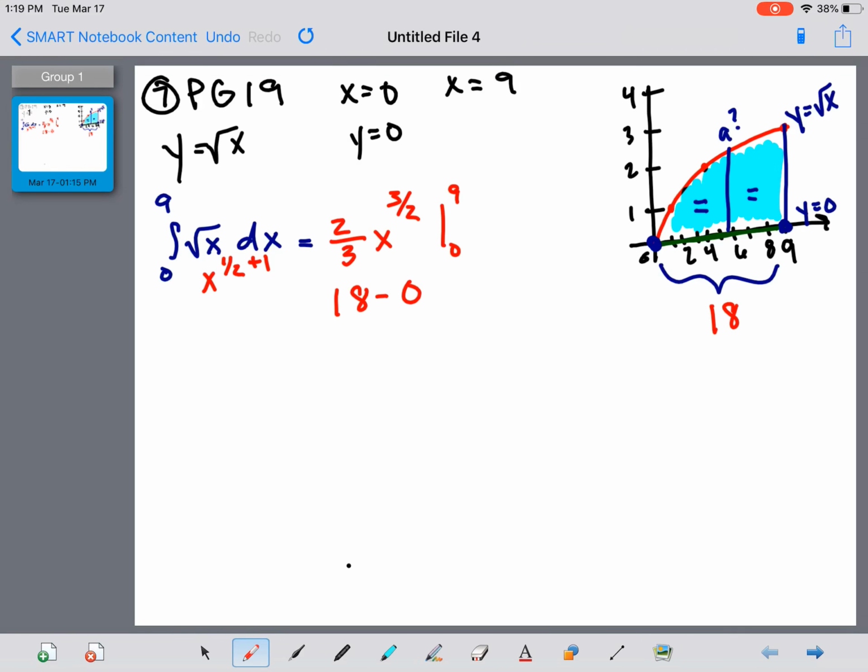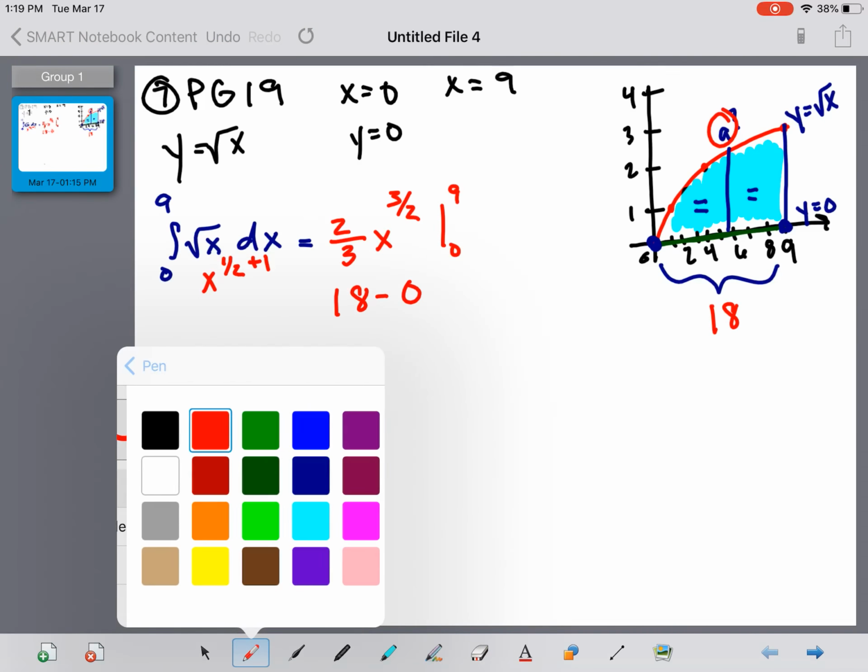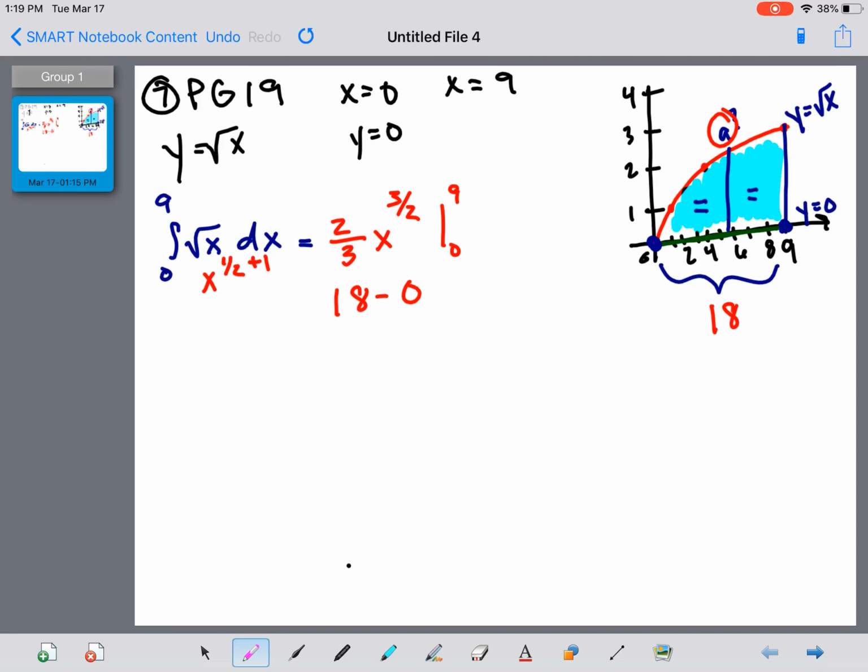And we want to know what value A will cut this area in half. So we want to know at what value A is the area 9, okay? So we're going to set up an integral, and we're going to set it equal to 9 and solve for that A value. Okay, so I'm going to say 9, because that's half of that area, equals the integral from 0 to A, and I have no idea what A is, of the square root of x dx. All right, so then I'm going to integrate that just like I did before. 9 equals 2/3 x to the 3/2 from 0 to A.